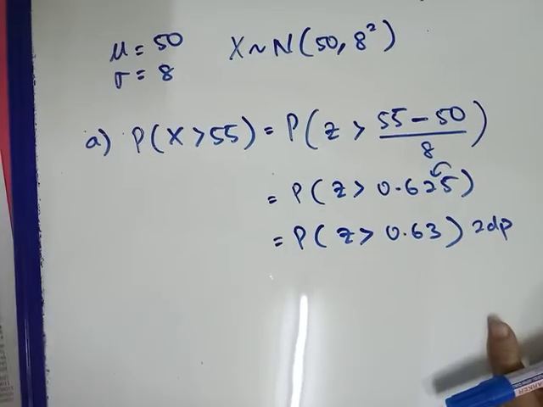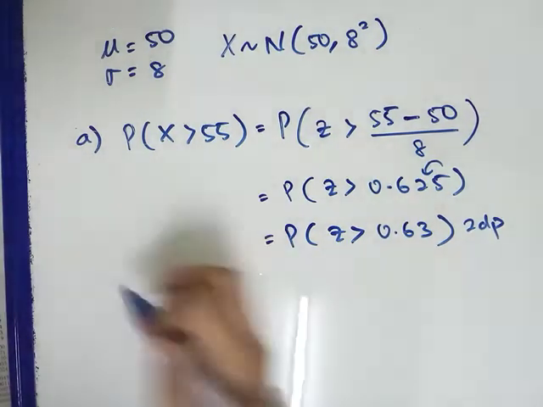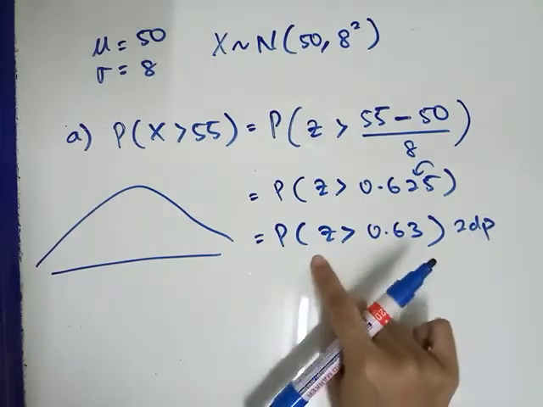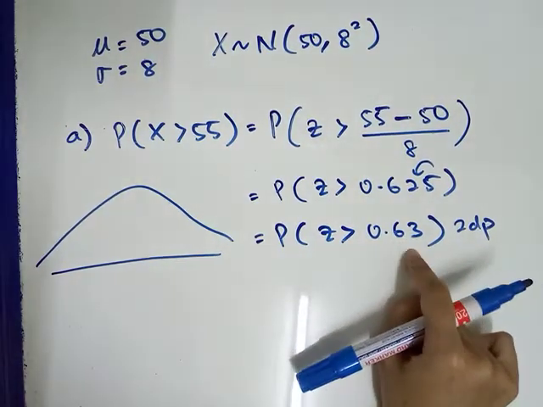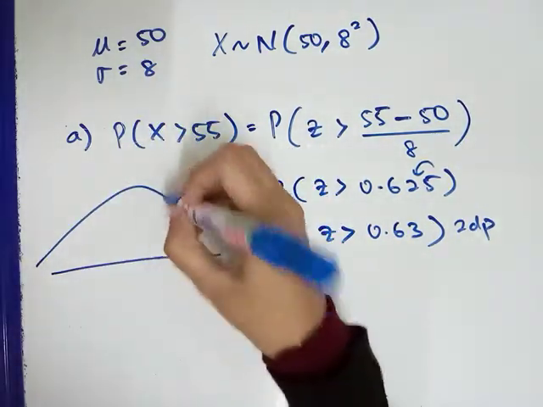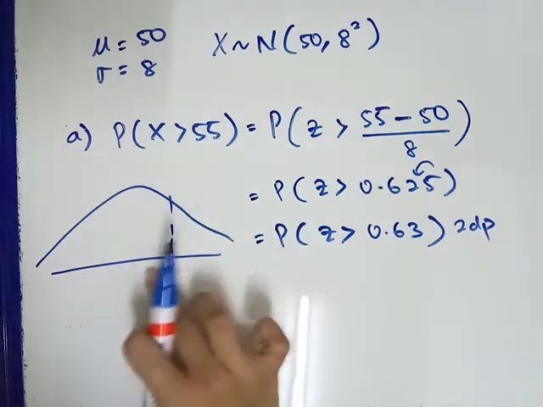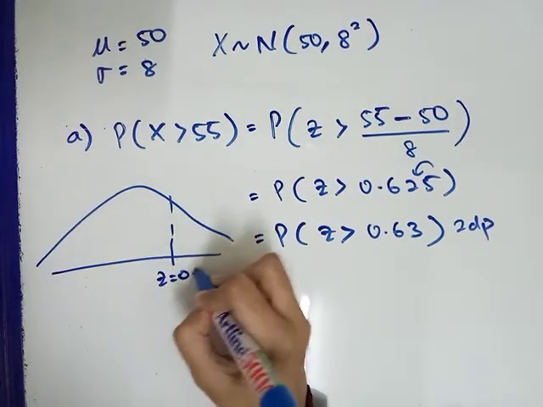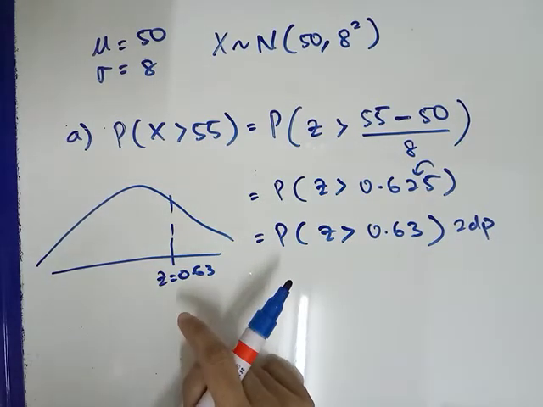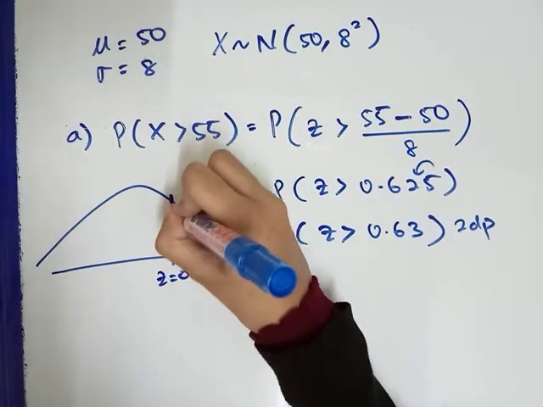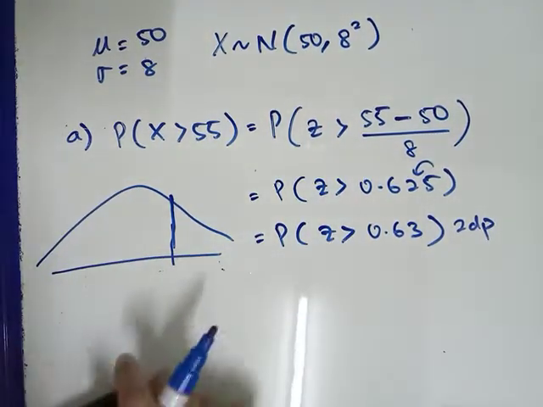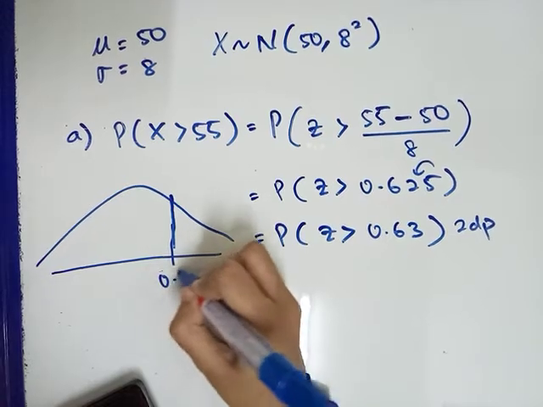saya nak you guys lukis graph. Okay, bell-shaped curve. Okay, we know that Z value is 0.63. That means positive value. Positive value, that means on the right side. So, awak lukis Z value dia kat sini, 0.63. Okay, agak-agak saja, tak perlu detail sangat. Okay, lukis graph Z 0.63.